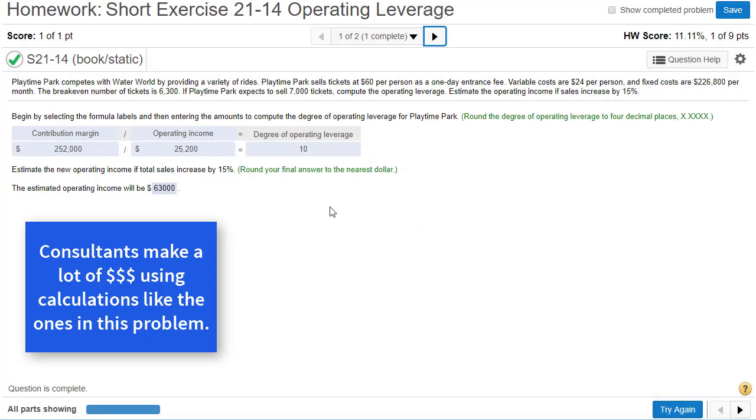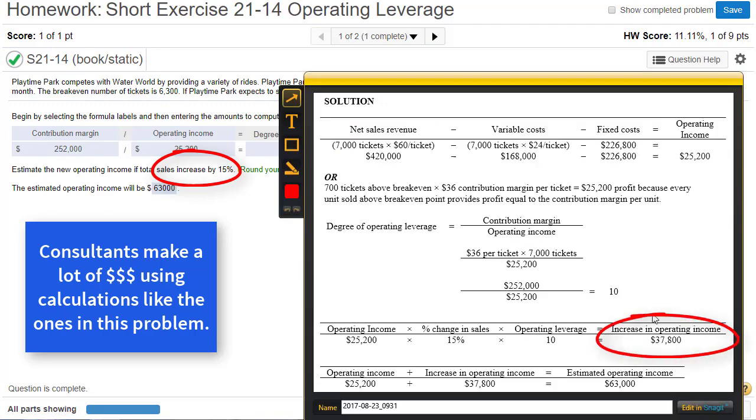So you can tell the CEO of this company that if sales increase by 15%, then operating income will increase by 37,800, and the new amount of operating income will be 63,000.